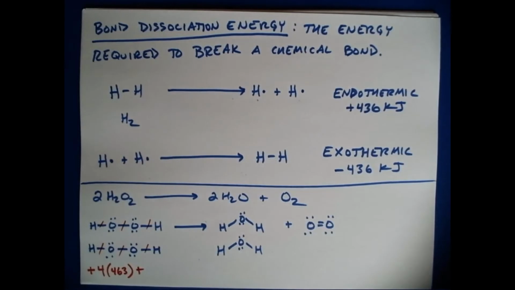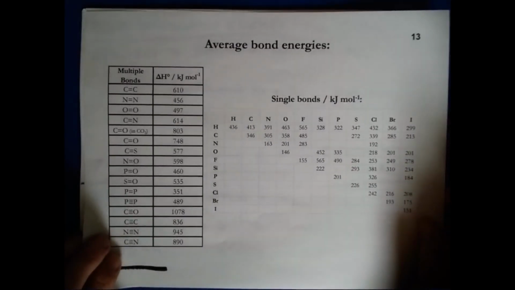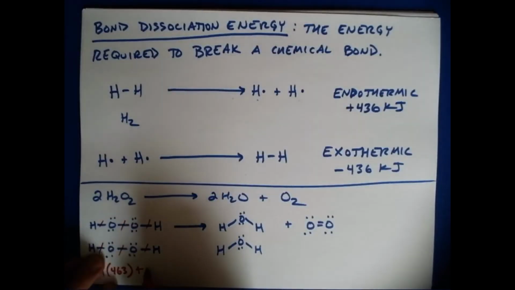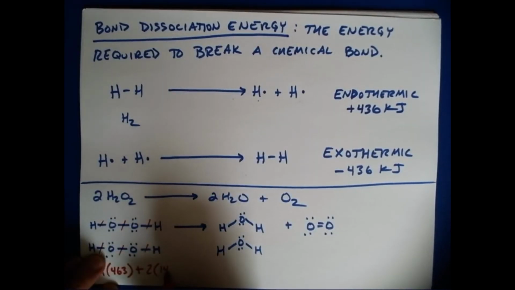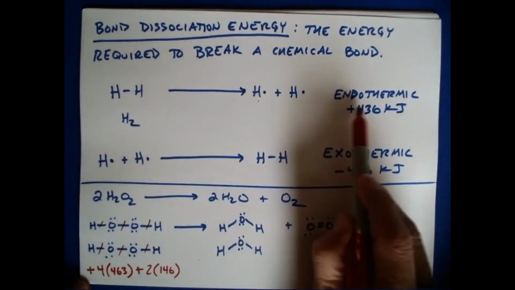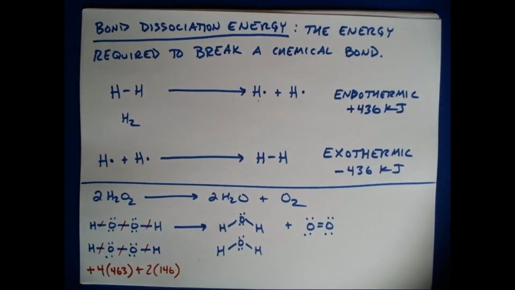And then I'm also going to have to break 2 OO single bonds. So let's look in our chart. An OO single bond, that's 146 kilojoules each. So there's 2 times 146, and all of these units are kilojoules. And these are positive because I'm breaking the bonds, that's endothermic.